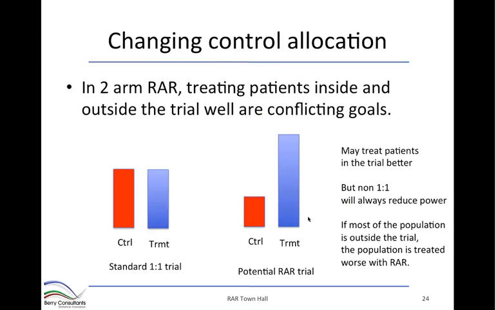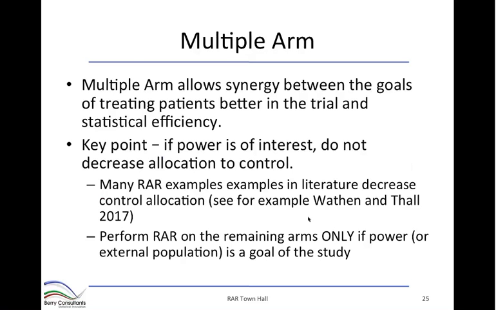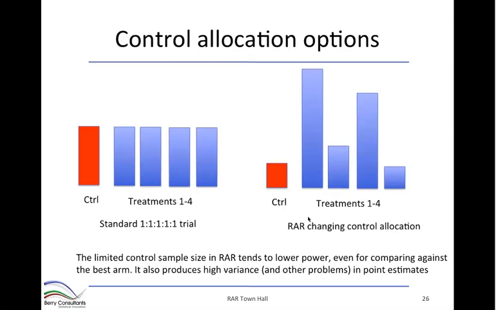In multiple arms, you've got a different story. So I want to talk about, well, why does RAR reduce power? And the reason is we're changing the control allocation. Whenever you lower the control, you're going to lower the power from a 1-to-1. So in a two-arm study, we've got 1-to-1 on the left, control and treatment. We're going to unbalance this, and that necessarily loses power. In multiple arms, you can do better. And I'm going to say what's on that slide.